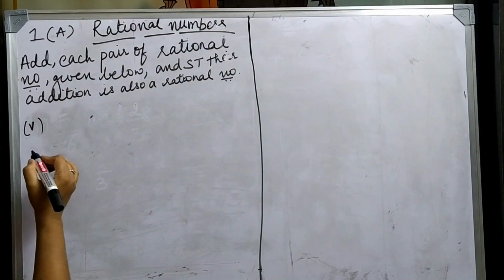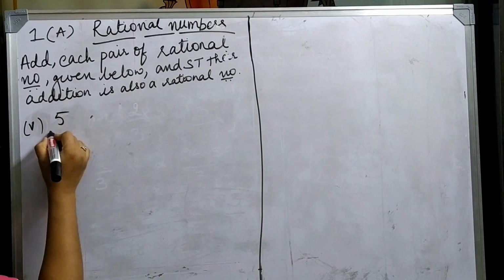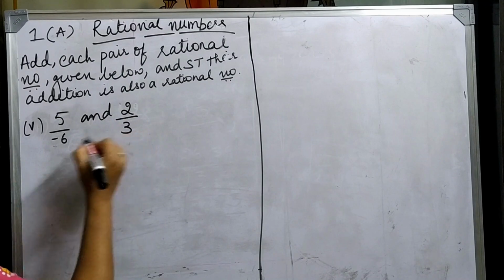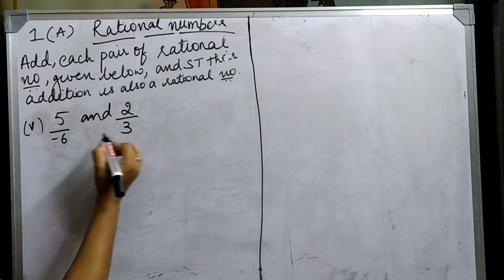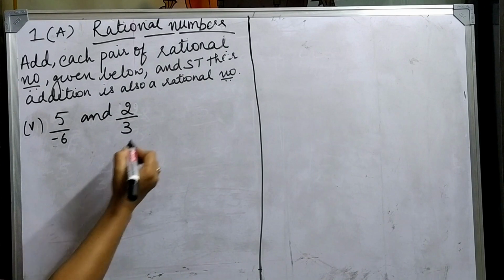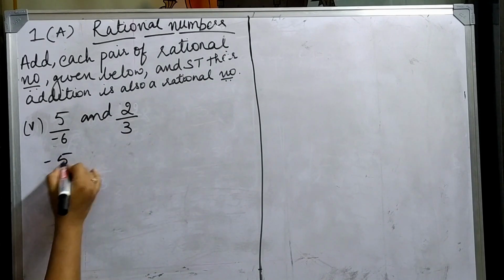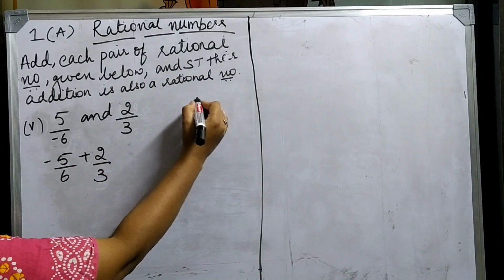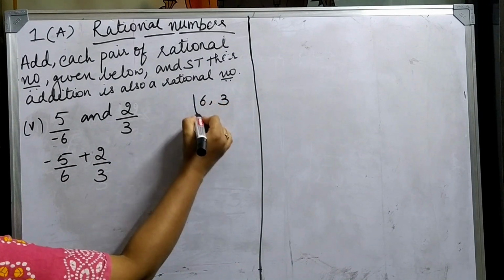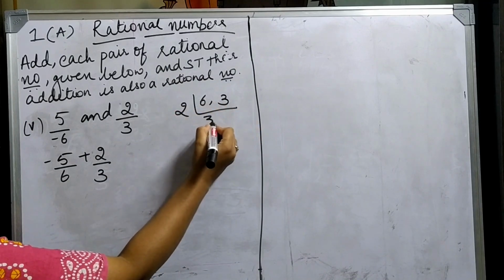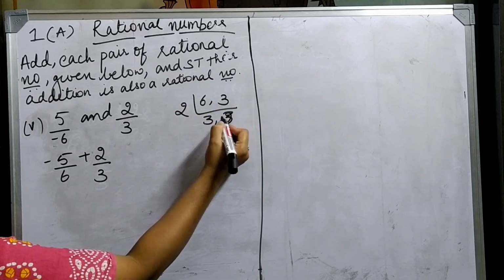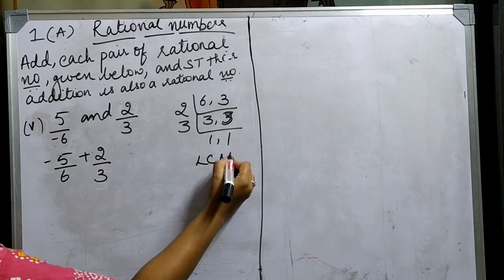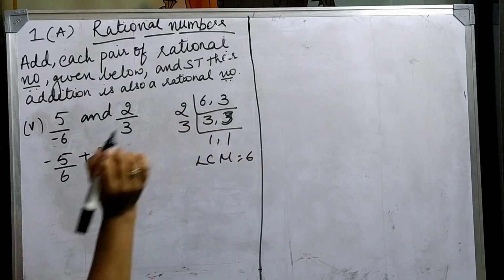Let us move on to the next question, that is the fifth question. 5 by minus 6 and 2 by 3. If we look at the denominators, they are not same, so they are unlike fractions, so we will have to take the LCM. So this is minus 5 by 6 plus 2 by 3. Let us find the LCM of 6 and 3. We'll start from 2. 2 threes are 6, 3, and again 3 ones are 3. So the LCM is 2 into 3 into 1, which is 6.